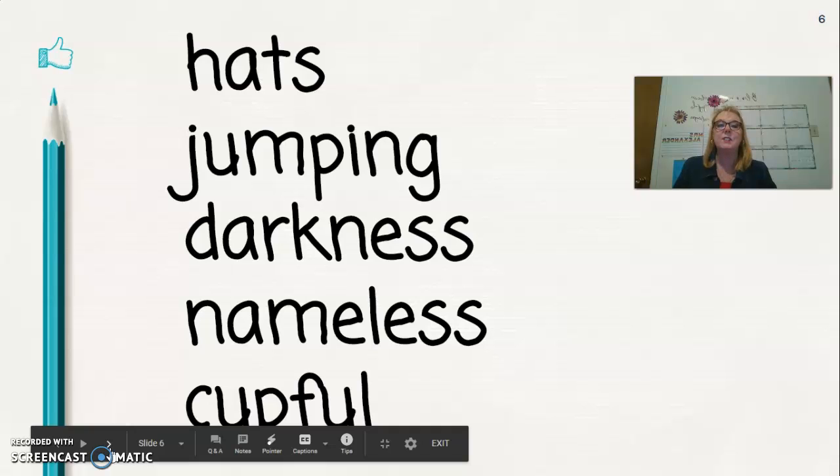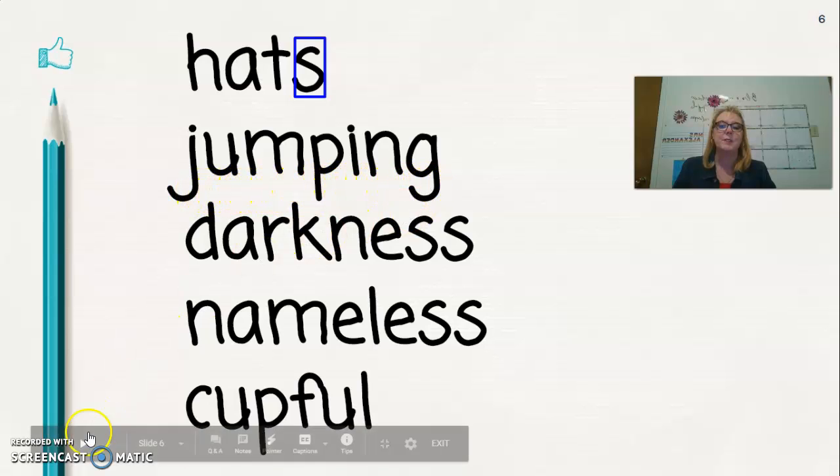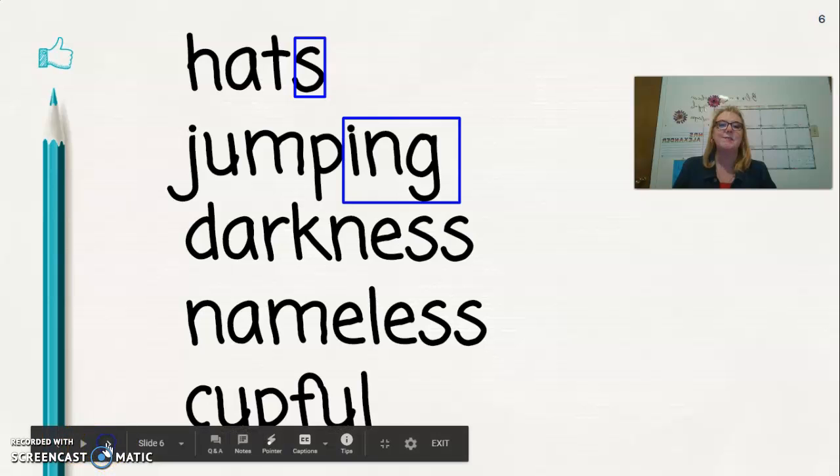Now do you see the suffixes in these words? Let's identify them. In our first word, do you see the suffix s? Correct. Look in the second word. What do you see is the suffix here? Did you say ing? Good job. Our next word? Yes, the suffix is ness.